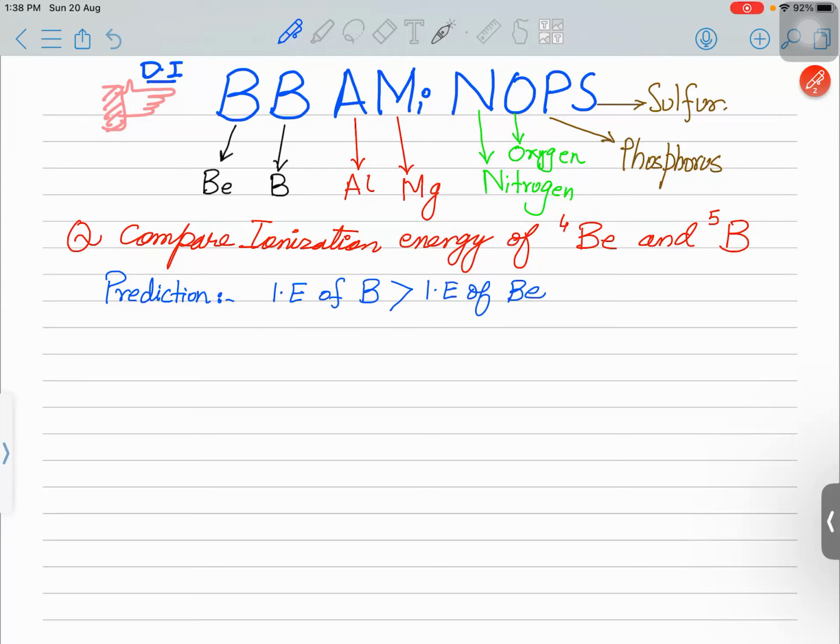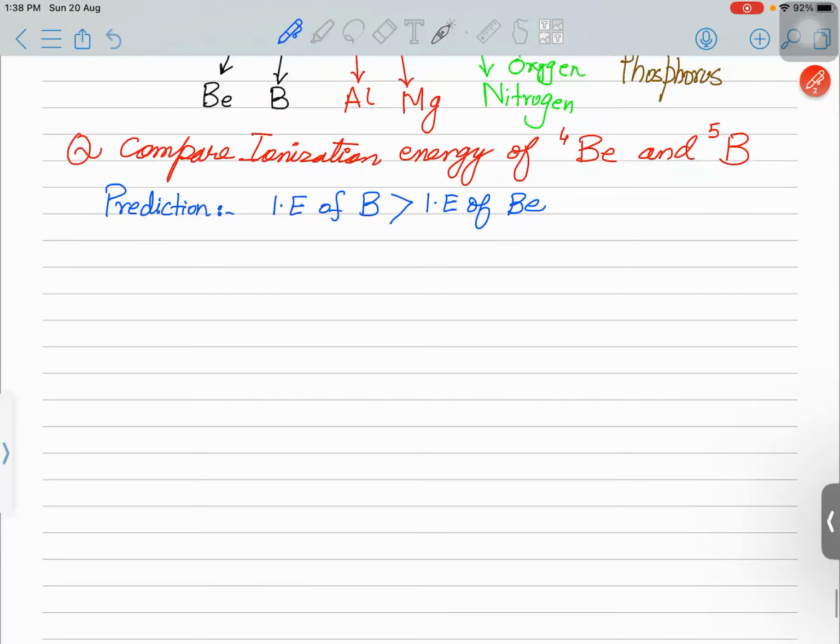Are you getting my point or not? Now, this is an exception. That's why it is wrong. I told you to memorize the BB aminops, only these four. These four are exceptions, right? So the statement that the ionization energy of boron is greater than that of beryllium is wrong. Why? Now look at the answer.